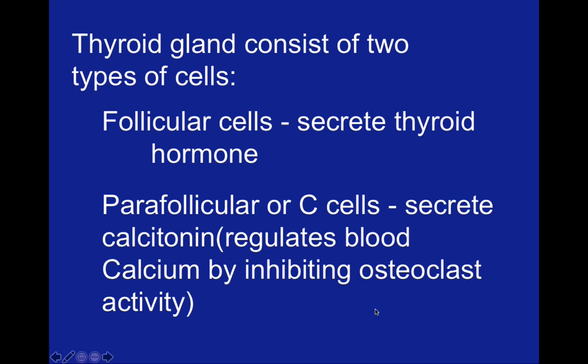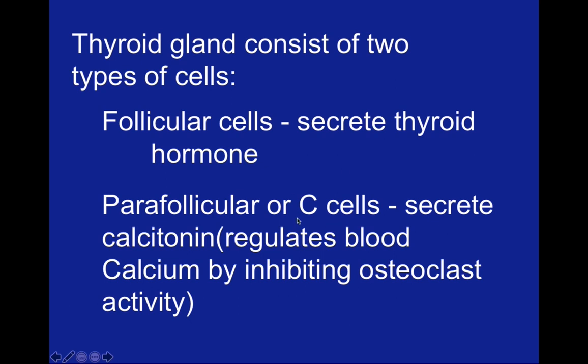Specifically, our osteoclasts are going to be inhibited by calcitonin. Osteoclasts are bone cells that specifically break down bone and release calcium into the blood. So by preventing the action of the osteoclasts, that's going to lead to a decrease in our calcium levels.